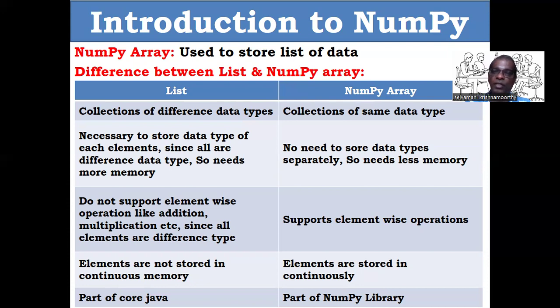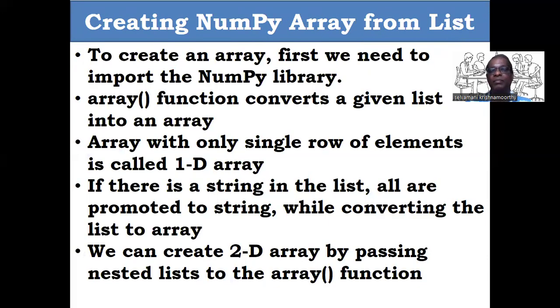Last one, list is a part of core Java. Sorry, core Python. I made a mistake. List is a part of core Python. NumPy array is a part of the NumPy library. That means, to use a list, no need to import any package. That we already studied under Python. To use a NumPy array, we need to import the NumPy package. Is that clear? So now you understand clearly what an array is, what a list is, and how a NumPy array differs from a list.